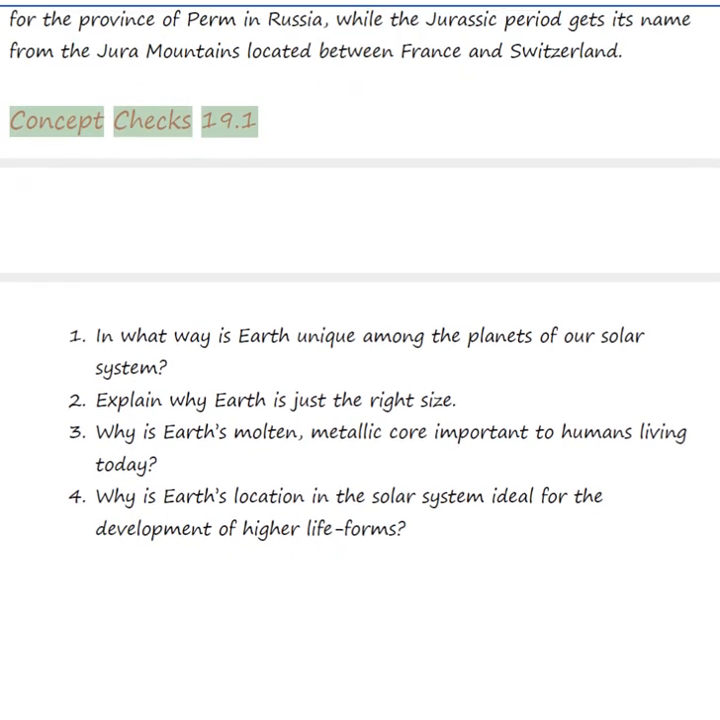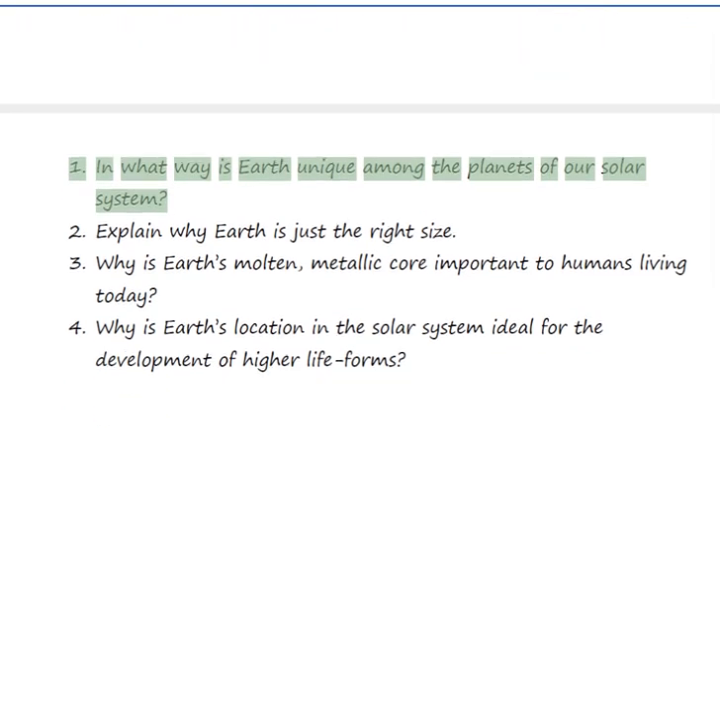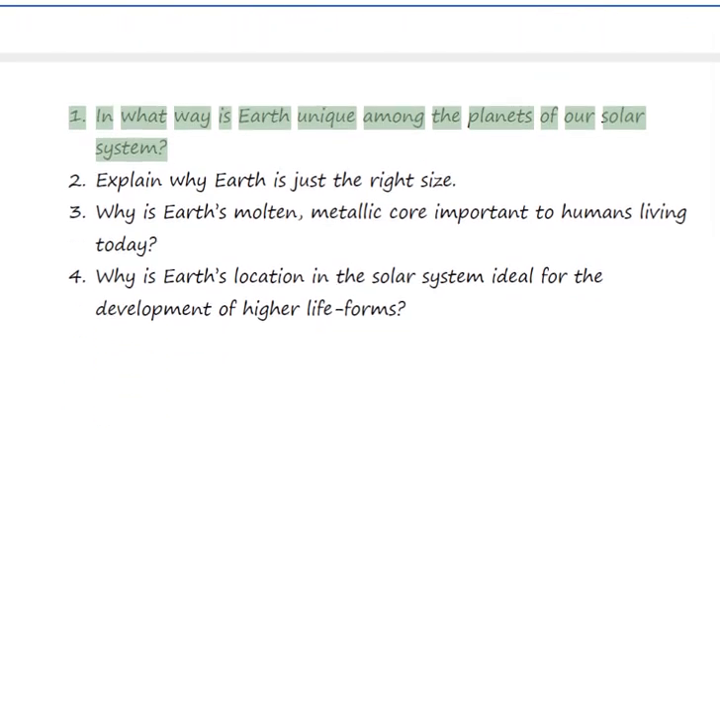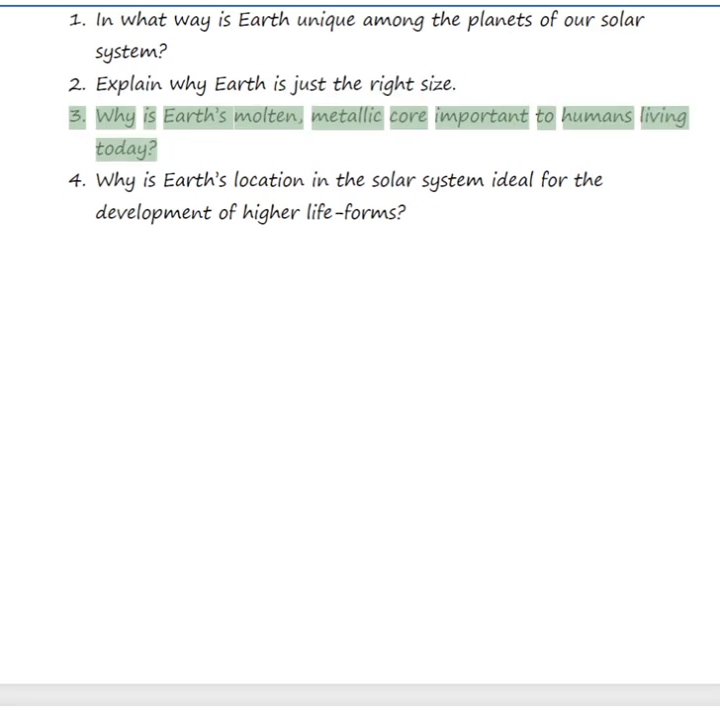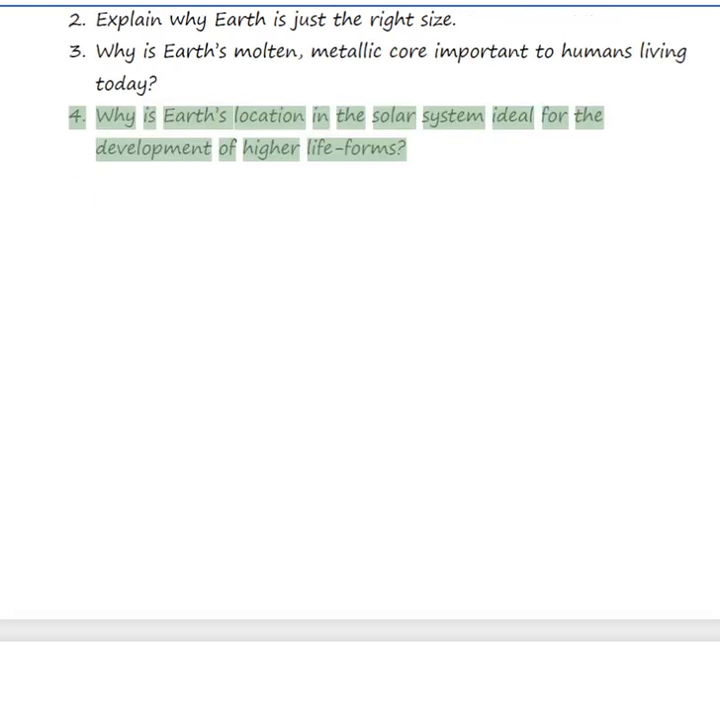Concept checks 19.1. 1. In what way is Earth unique among the planets of our solar system? 2. Explain why Earth is just the right size. 3. Why is Earth's molten, metallic core important to humans living today? 4. Why is Earth's location in the solar system ideal for the development of higher life forms?